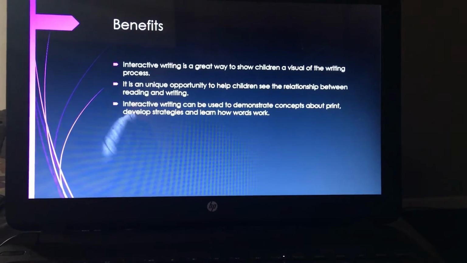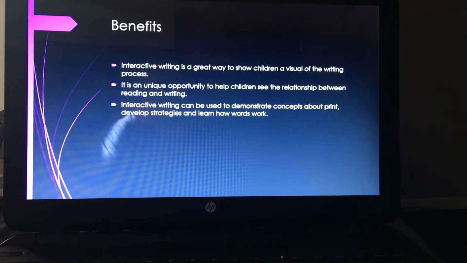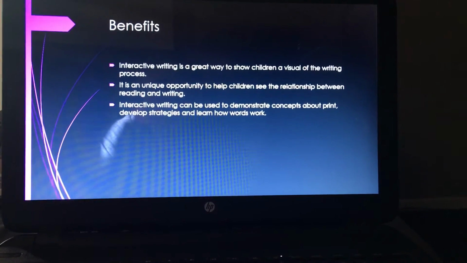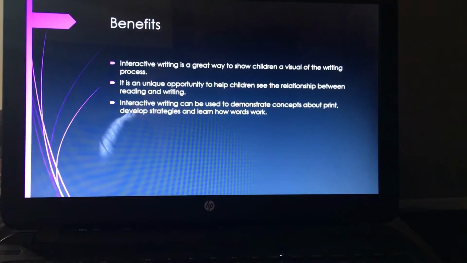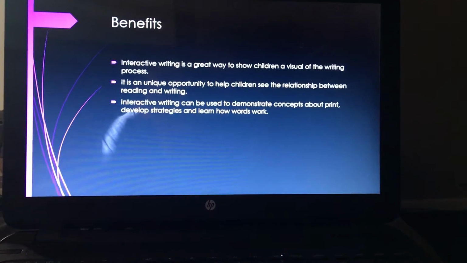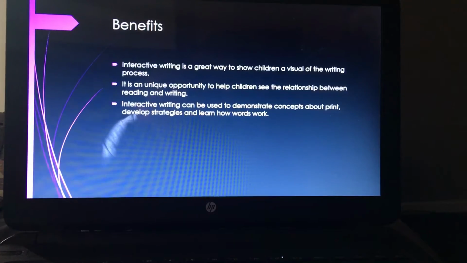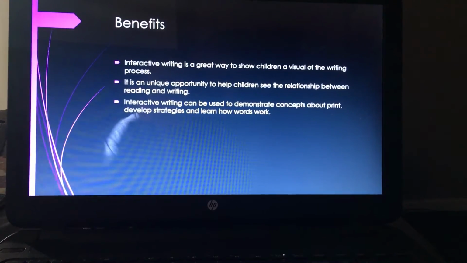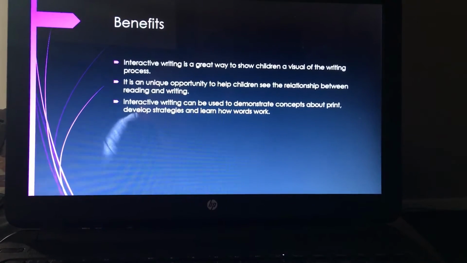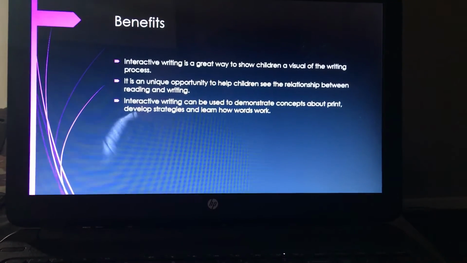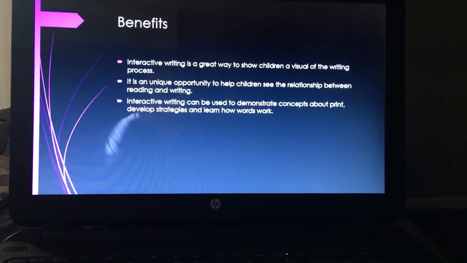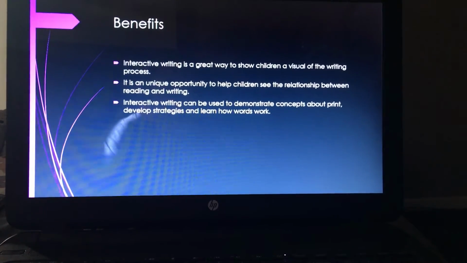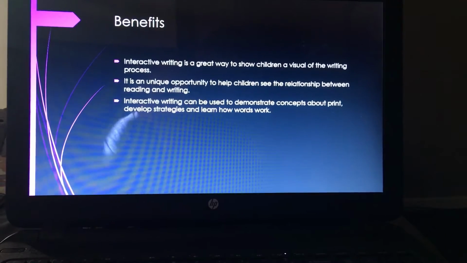So, the benefits of it. Interactive writing is a great way to show children the visual of writing. So as you are creating the story or whatever the activity may be, it not only allows you to explain the writing process to the students, but it also gives you the chance to let the students see it visually, because you're going to have some children that will do better with visuals rather than them trying to just listen to it.